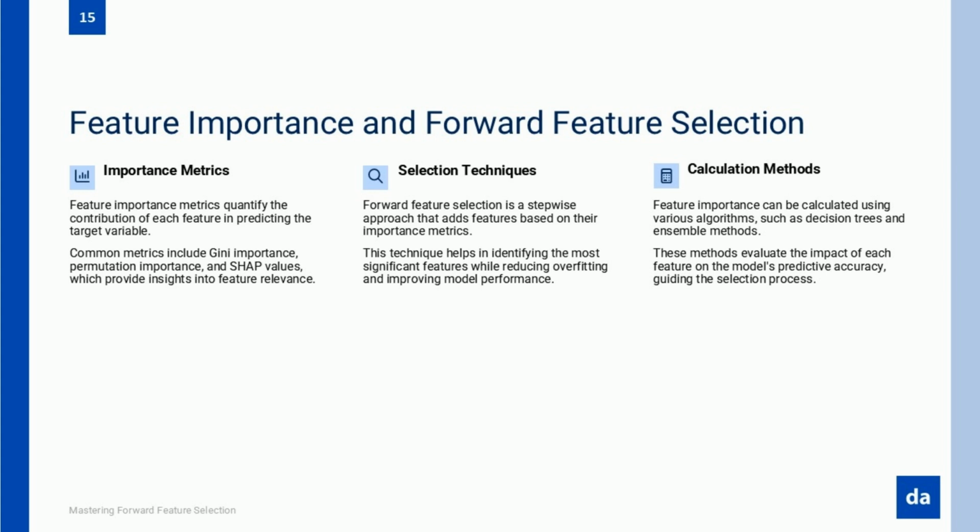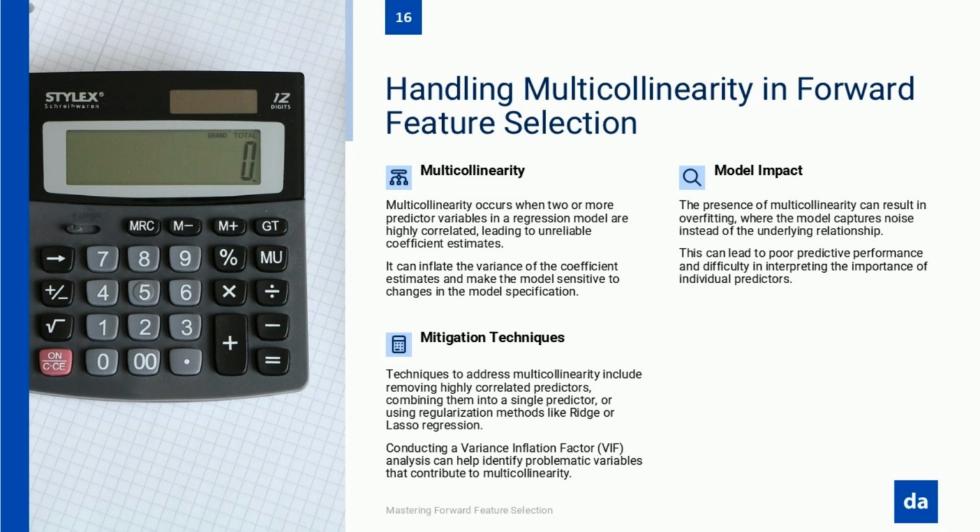But what if our features aren't just redundant, but actually interfering with each other? That's when we run into multicollinearity, and if we don't handle it properly, it can completely throw off our model. Let's break that down next. Sometimes features don't just add noise, they actively interfere with each other, causing chaos in your model. This is called multicollinearity, and if you don't handle it properly, your model's predictions could be way off, even if forward feature selection picked what seemed like the best features.